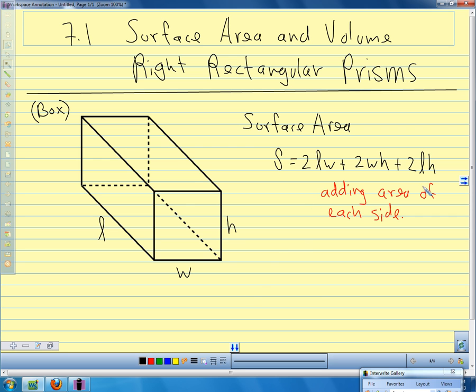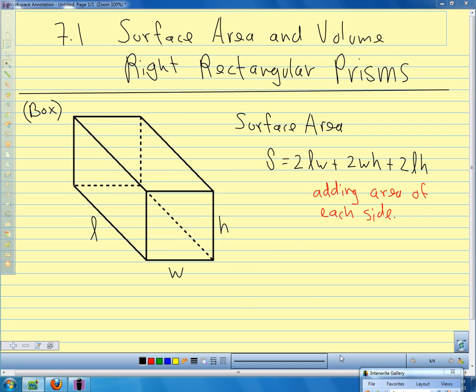The volume, and before we talk about volume, our units are units squared. So surface area is an area. We're talking about units squared. Our volume for a box is L times W times H. We're just multiplying the length of each side, and our units are cubed.